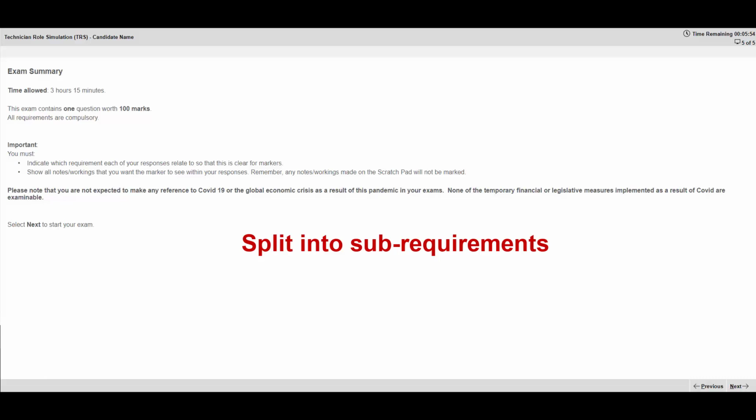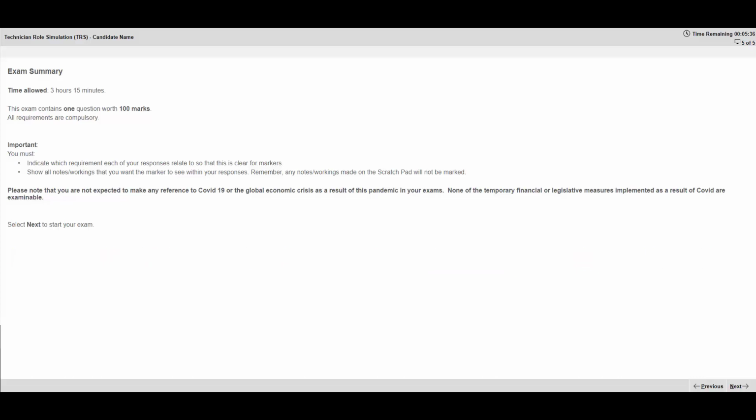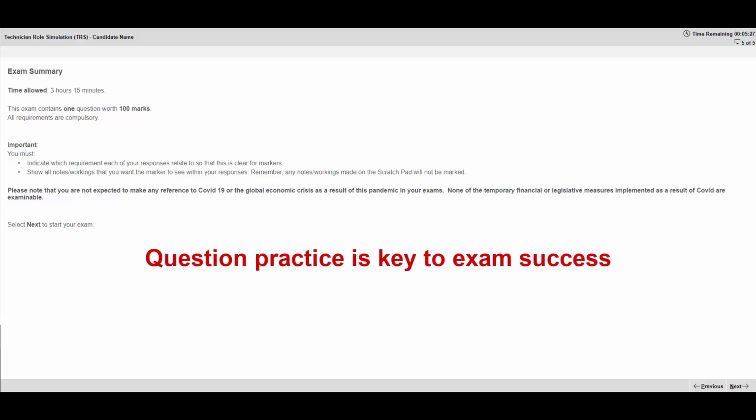Effective planning is vital to exam success, and we suggest using the first 15 minutes of the exam to review the exam content, question requirements, and response option proformas, and also allocating time to each of the individual requirements. We suggest that the best way to get your timing right is to practice questions or mock exams to time, so that when you come to the real exam, it comes naturally to you.